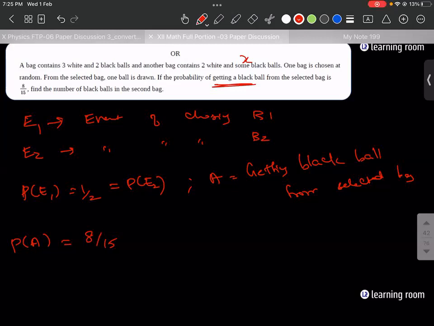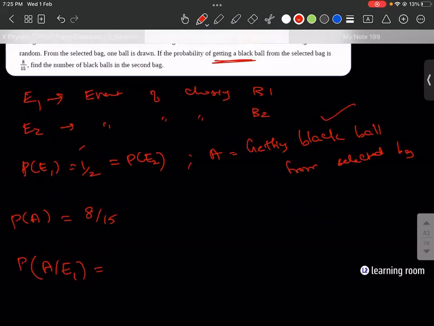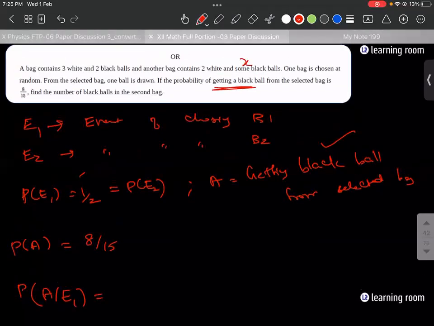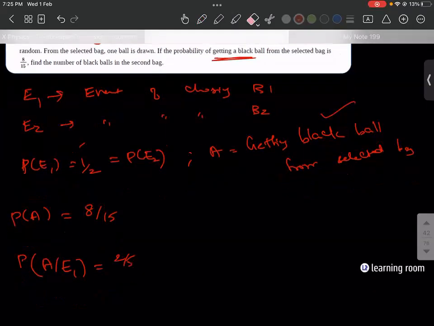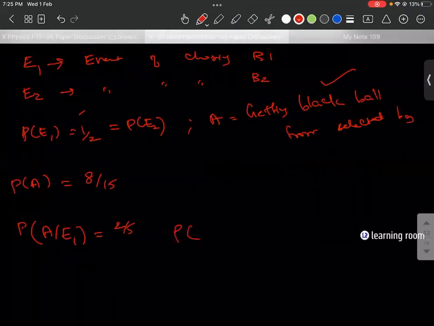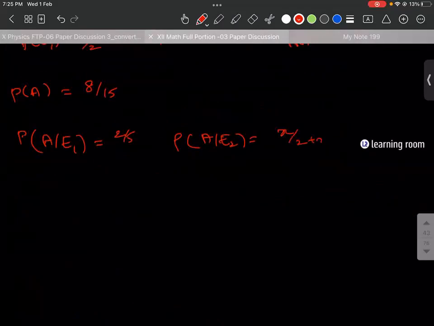So what is the probability of E1? It is half. Probability of E2 is half. Probability of A given E1 is how much? The probability of getting a black ball from the selected bag is 2 out of 5. What is the probability of A given E2? X divided by 2 plus X.